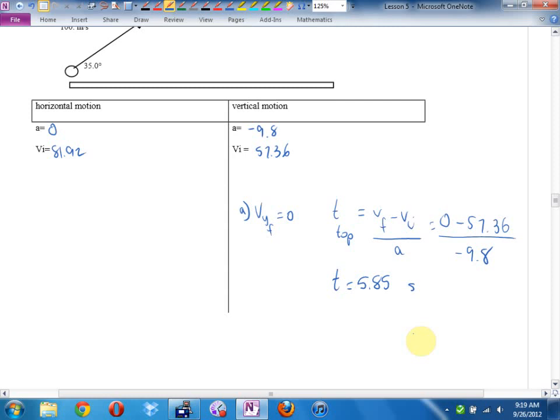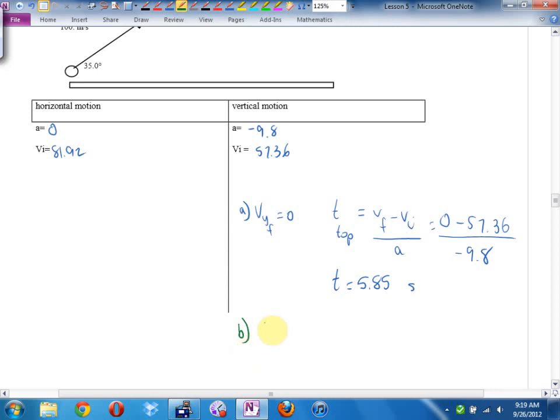What does B want me to find? Total flight time. How can I find total flight time? Because I'm ending up back where I started from, and that's an important distinction, I can just take time to top and double it. You know why, Brett? Because what goes up must come down. Oh, yeah, there's some good physics in that statement, actually, as it turns out.